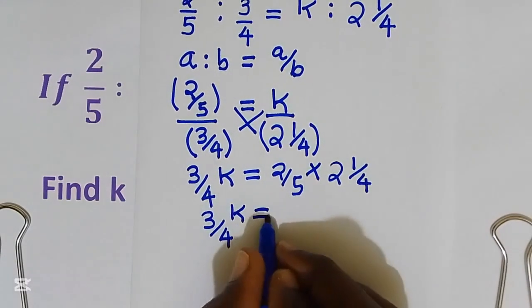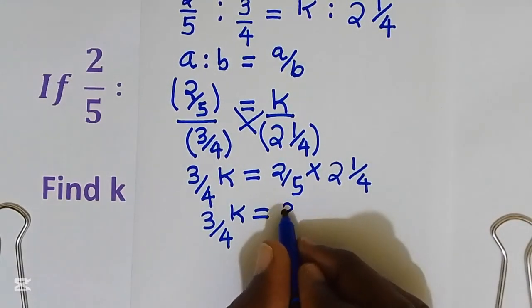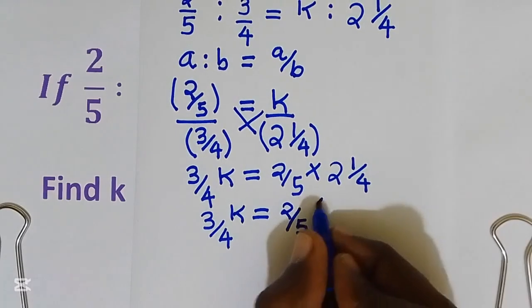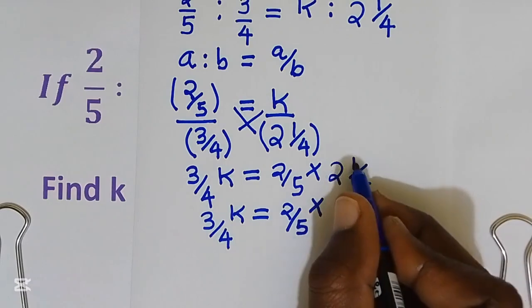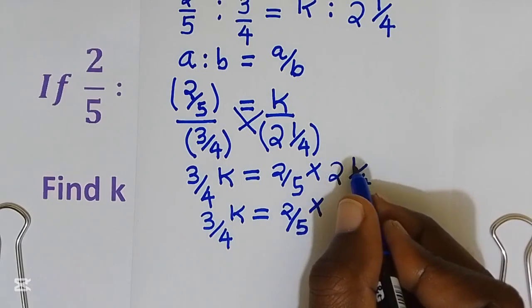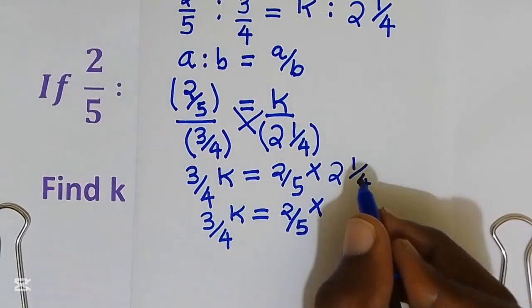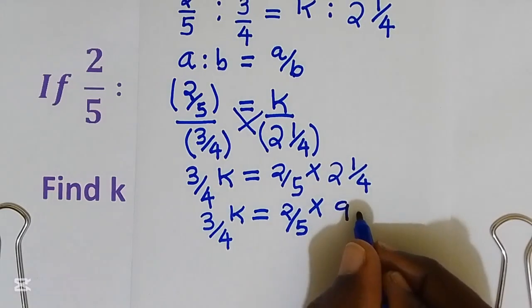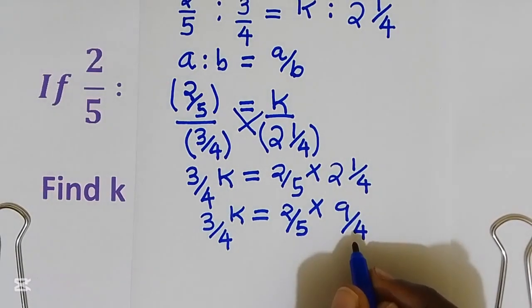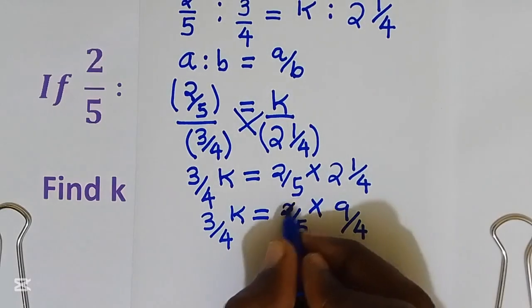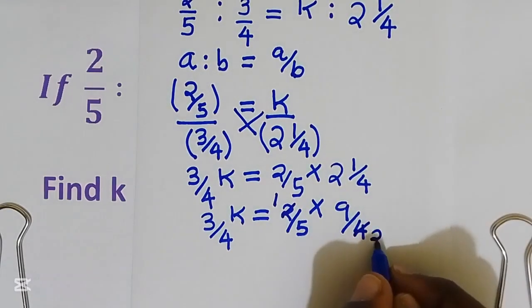Now we have 3/4 k. This is equal to 2/5 multiplied by, I'm going to change this into an improper fraction. That is going to be 4 multiplied by 2, 8 plus 1 is going to be 9. So we have 9/4. I can simplify here by 2: 2 divided by 2 is 1, 4 divided by 2 is 2.